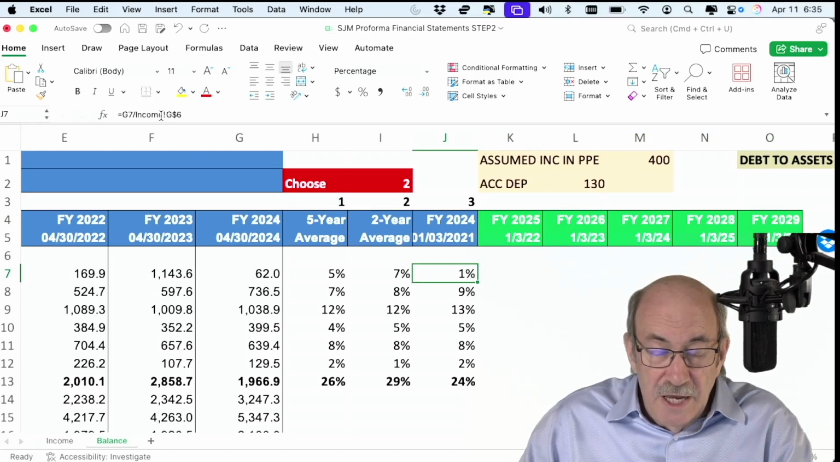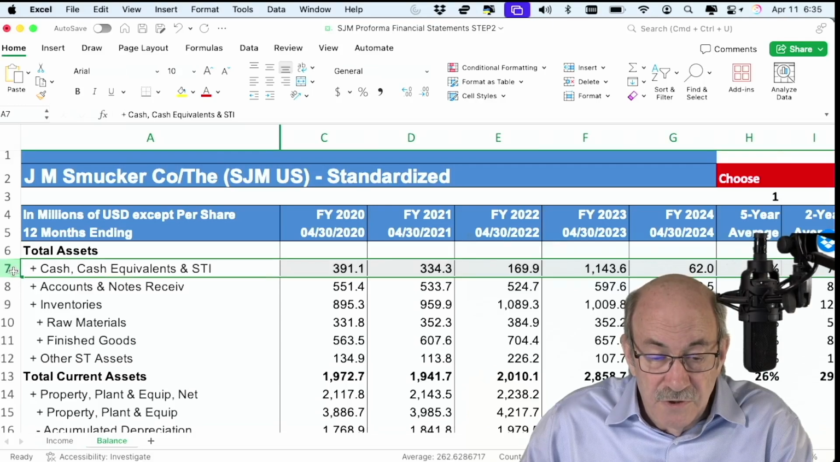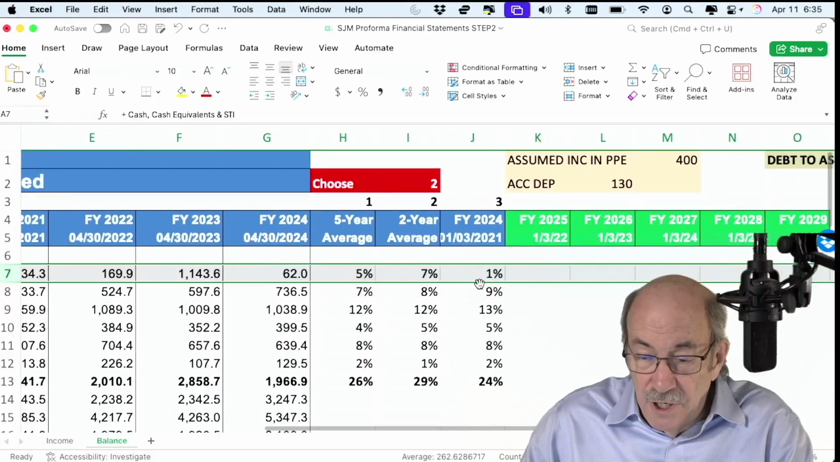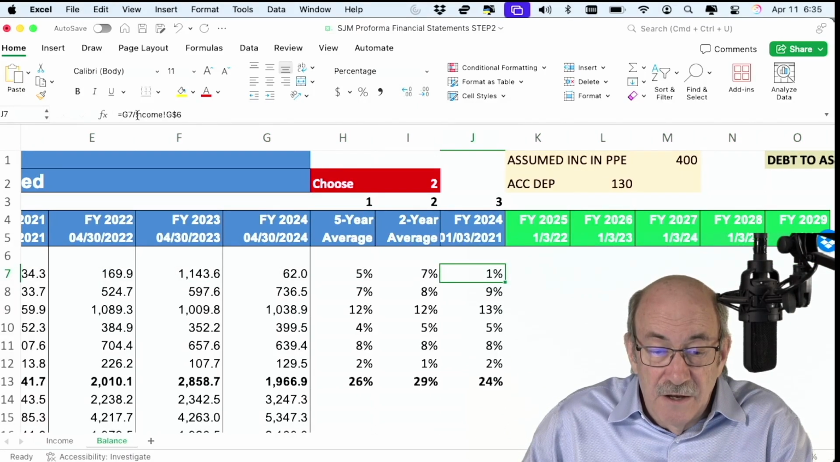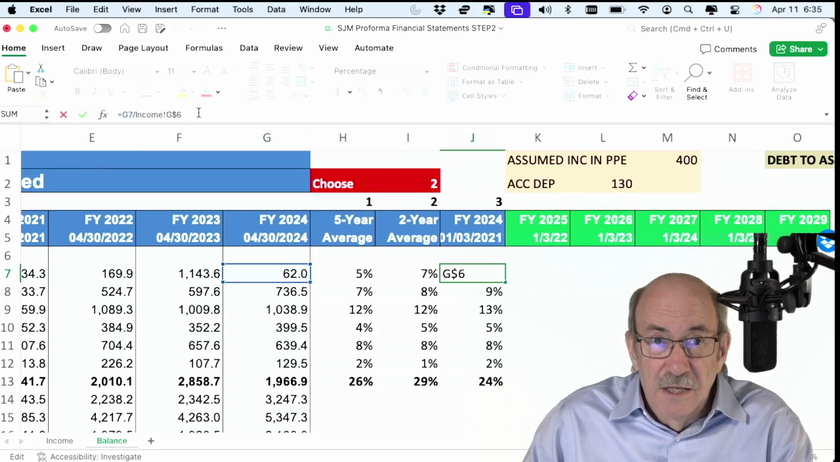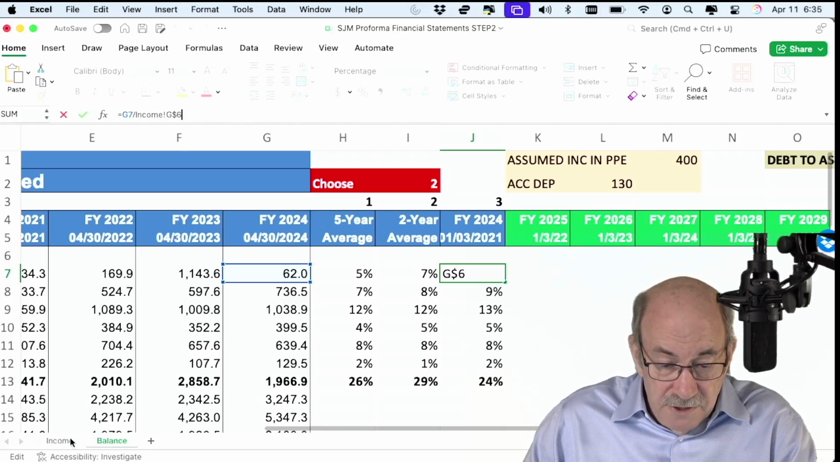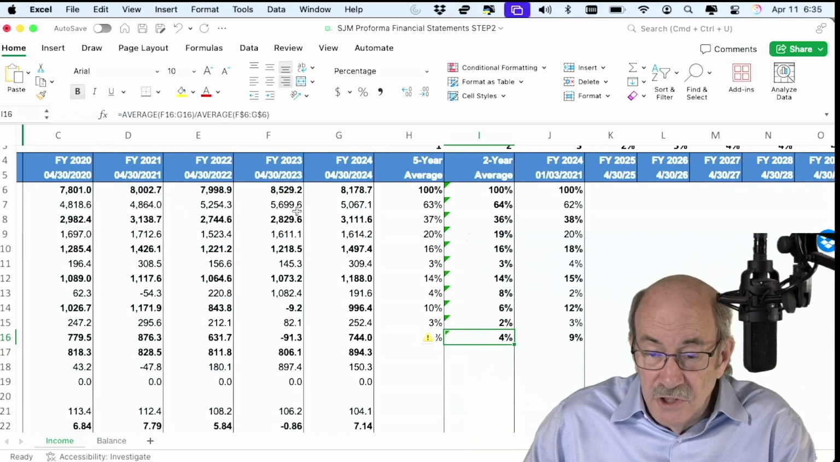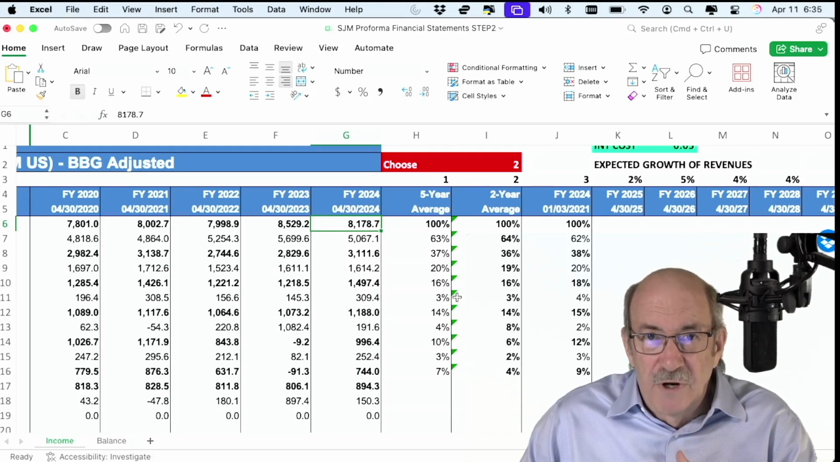So as a percent of sales, this would be cash, right? In row 7 is cash. And so what I'm doing to get the most recent year, I'm taking that value, that G7, which is $62 in this case. It's right here. I'm taking that and dividing it by the income statement cell G6. So let's go over and take a look at the income statement. And when I go to G6, that's where I have my revenue. So I'm taking cash divided by revenue.